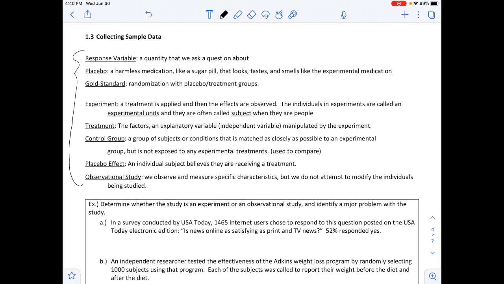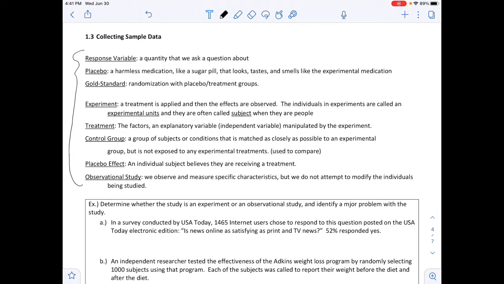Gold standard, which is randomization with a placebo and a treatment group. An experiment is where a treatment is applied and then the effects are observed. The individuals in the experiment are called experimental units, and they're often called subjects when they are people. Next is treatment. This is the factor, an explanatory variable or an independent variable, manipulated by the experiment. We have a control group, a group of subjects or conditions that is matched as closely as possible to an experimental group, but does not get exposed to any experimental treatments. So this is what we use to compare.